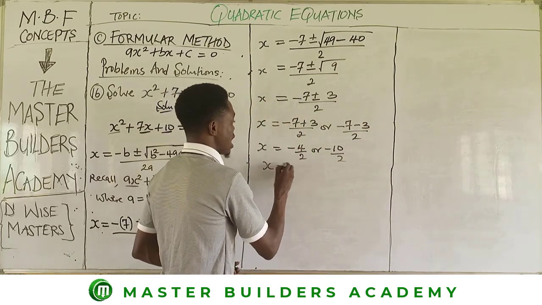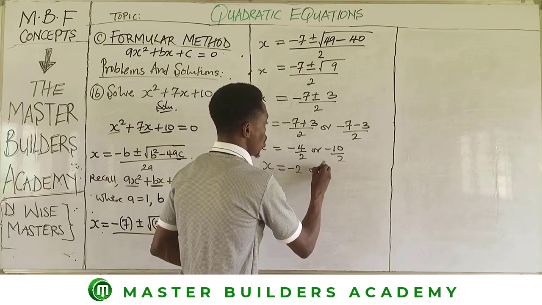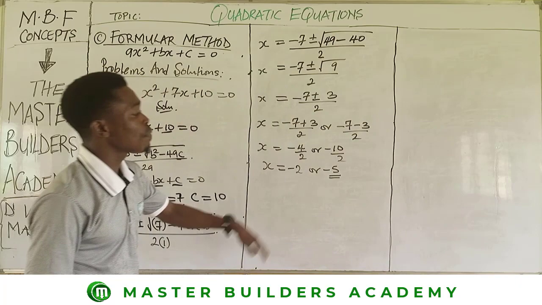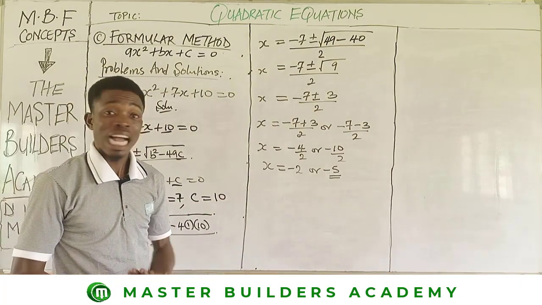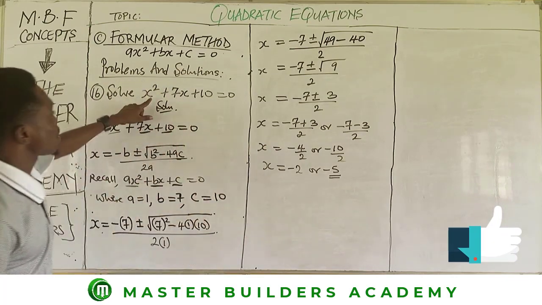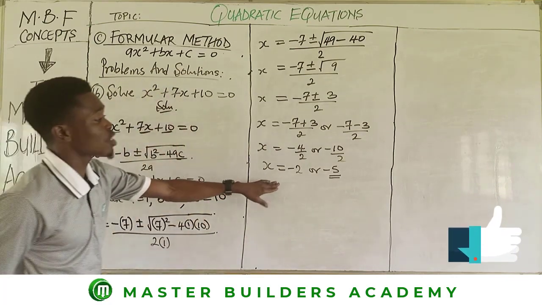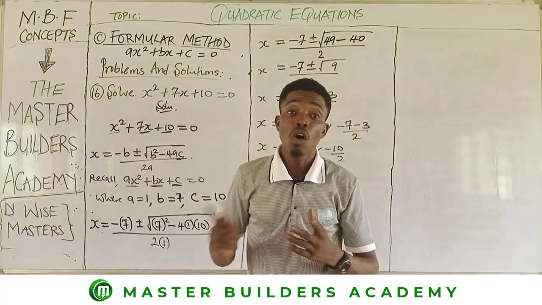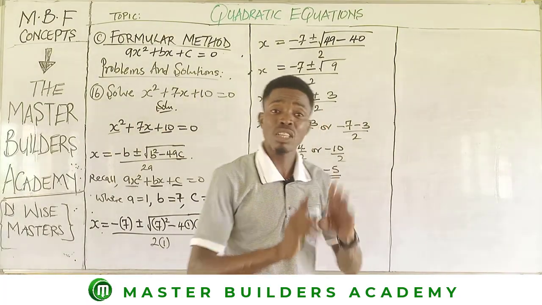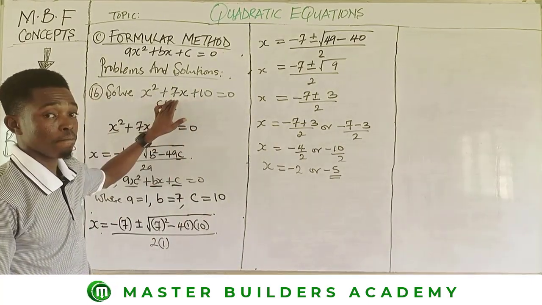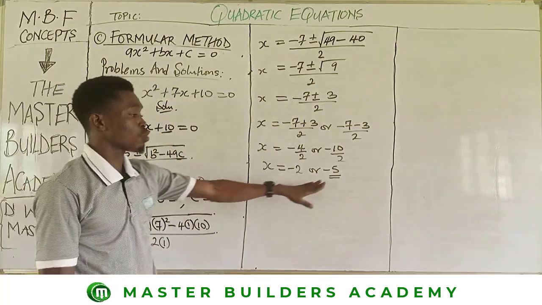Then finally, guys, this will have given us what? Minus 2 or minus 5. This is the answer to this question. It's as simple as this. So the answer to this particular question now is this. That is to say, minus 2 and minus 5 are the roots of this equation. So any other value outside these two values are not roots to this equation. So the only roots of this equation are these two values we just had.